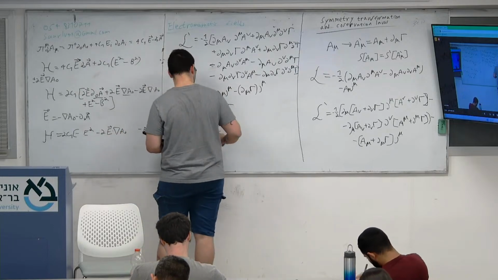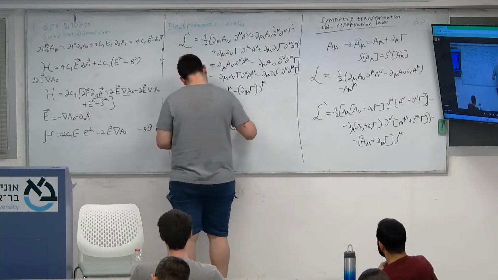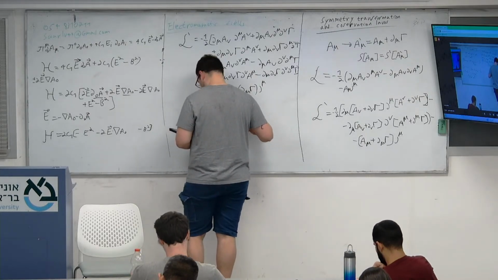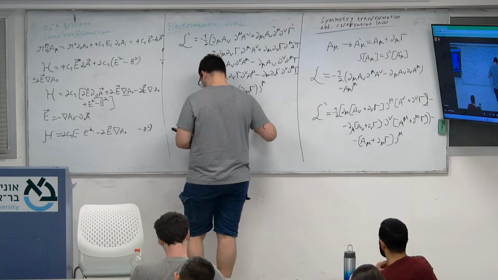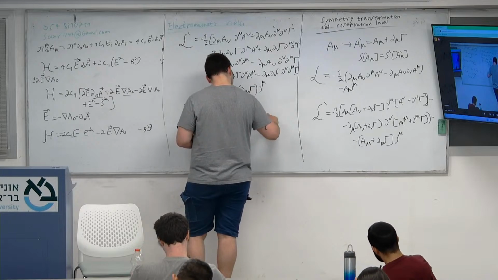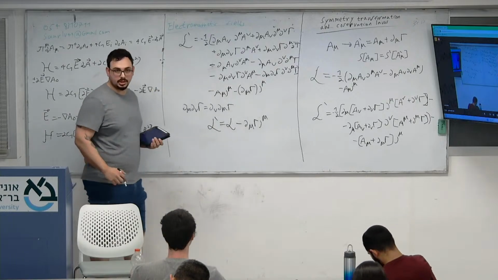new Lagrangian equal to old Lagrangian minus ρG. That was the entire change.